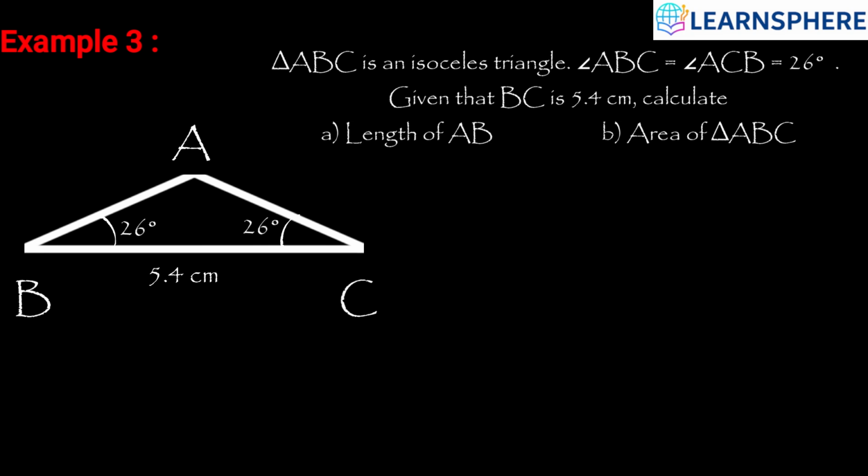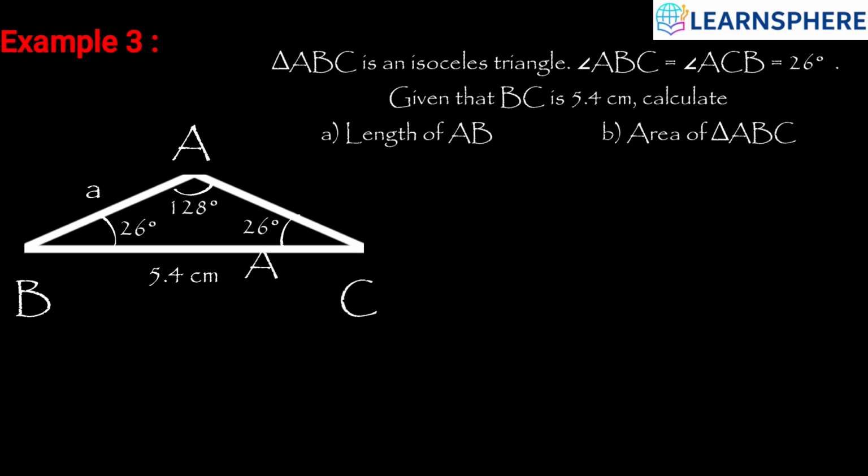To calculate the length of AB, we have to identify what rule or formula we have to use. In this question, we can firstly find angle BAC, as we know that the sum of interior angles in a triangle adds up to 180 degrees. So we can use 180 minus 26 minus 26, which will give us 128 degrees as angle BAC. Next, to solve for side AB, we can label this as small letter a, and capital letter A would be the corresponding angle, which is angle ACB of 26 degrees.